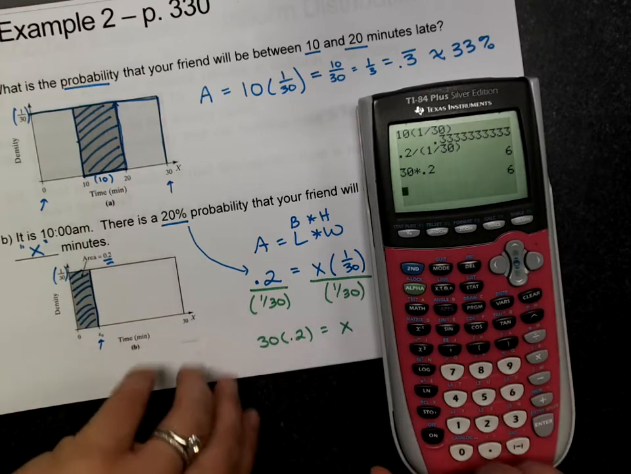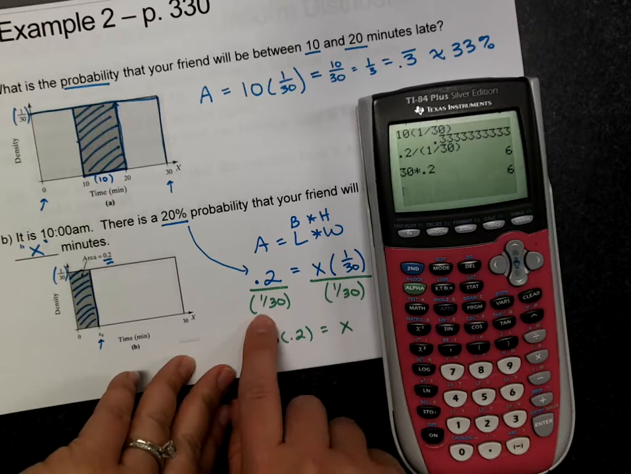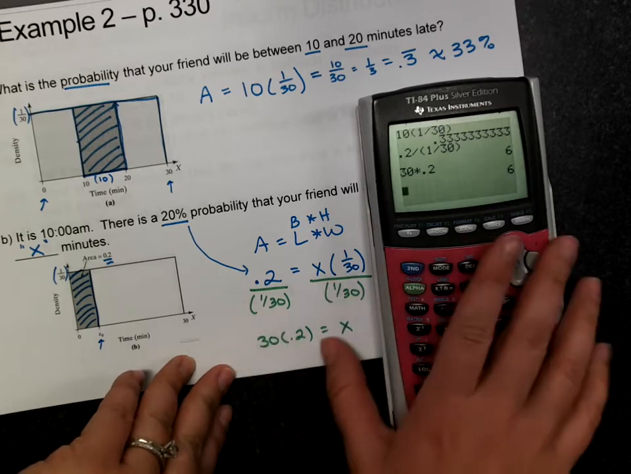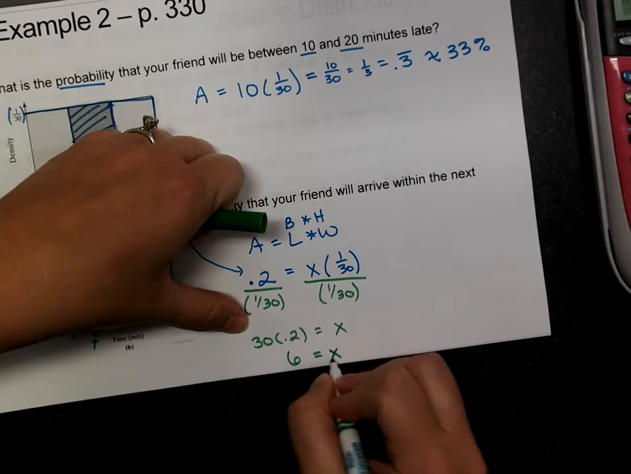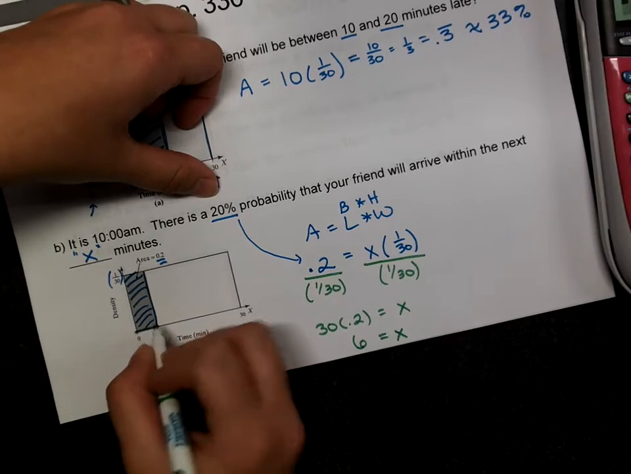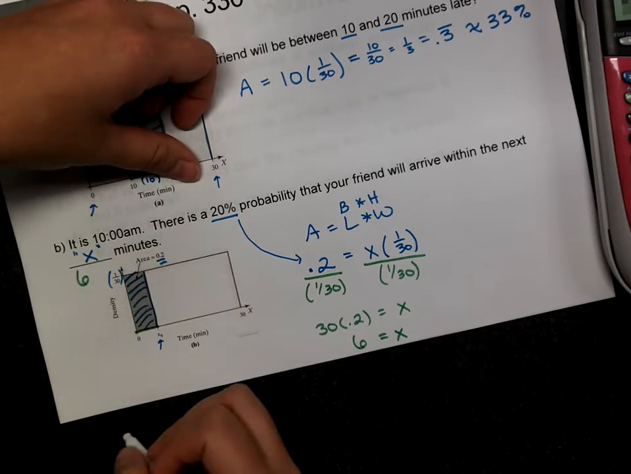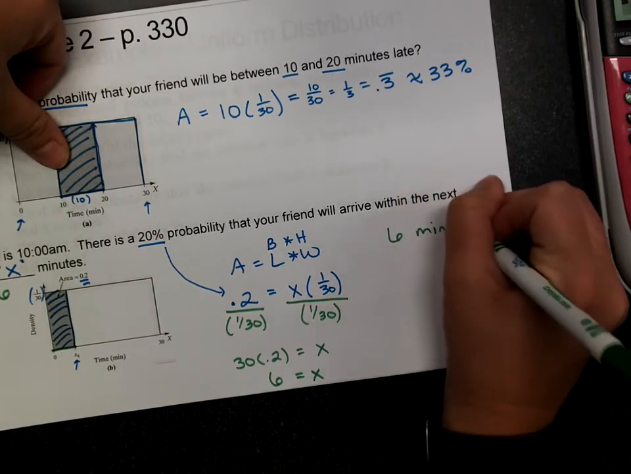So however is more comfortable for you. If you do not use the reciprocal, make sure to use parentheses on the bottom. So either way, you should get 6. And that tells you that there's a 20% chance that they will be 6 minutes late, or arrive in the next 6 minutes. So the answer is 6 minutes.